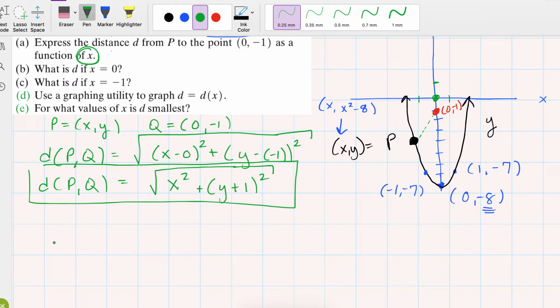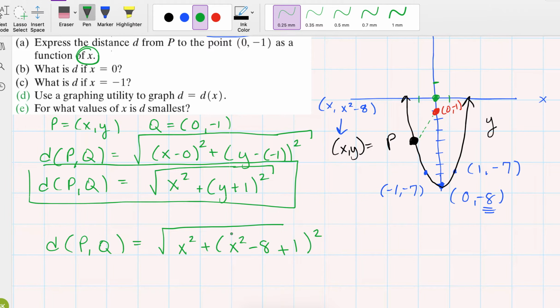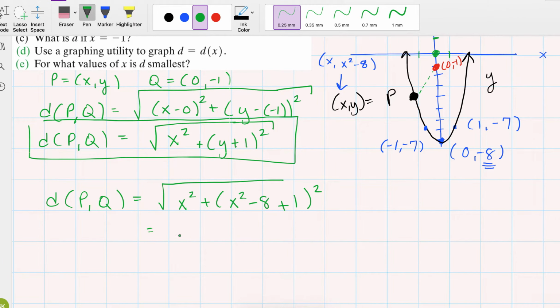So the distance between P and Q is the square root of x squared plus, well, here's the y, so we're going to plug in x squared minus 8 plus 1. Don't forget the plus 1 because it's y plus 1 squared. And now let's simplify this a little bit. This is the square root of x squared plus x squared minus 7 squared. Now you could FOIL this out if you want to. I'm just going to leave it like this.